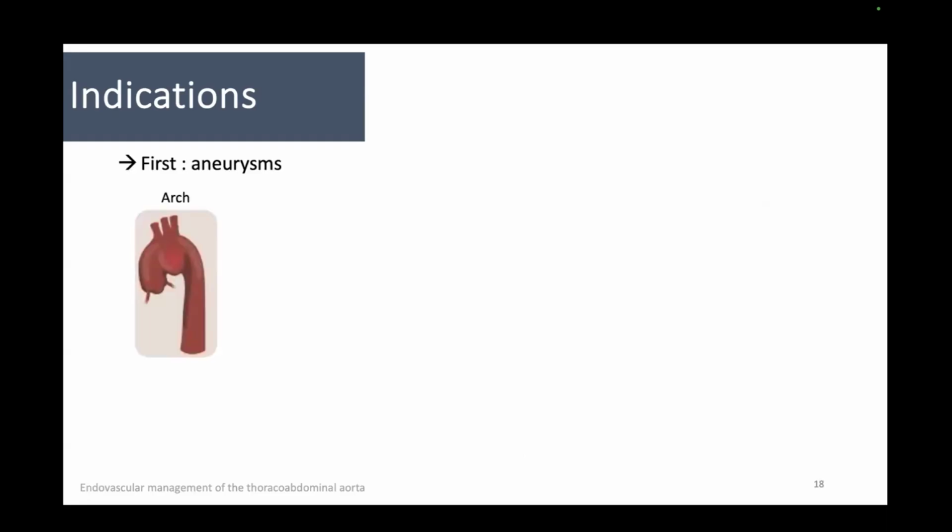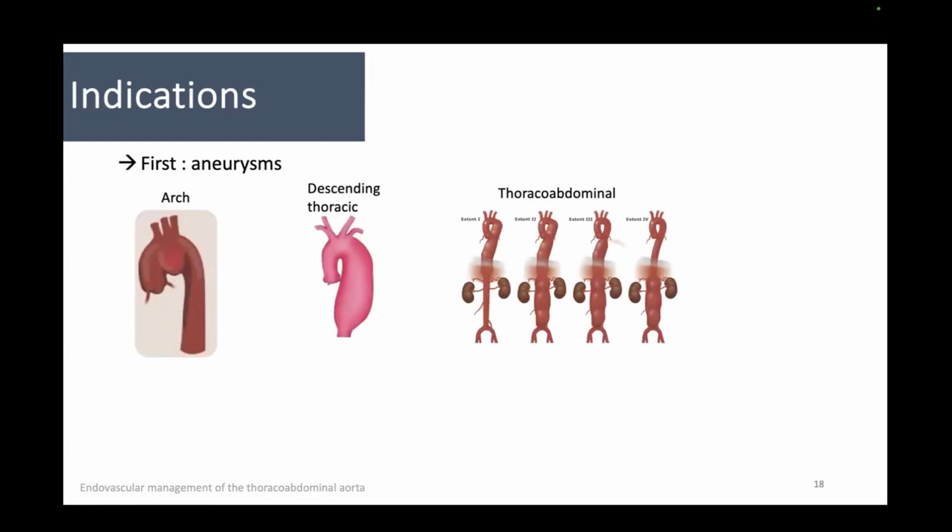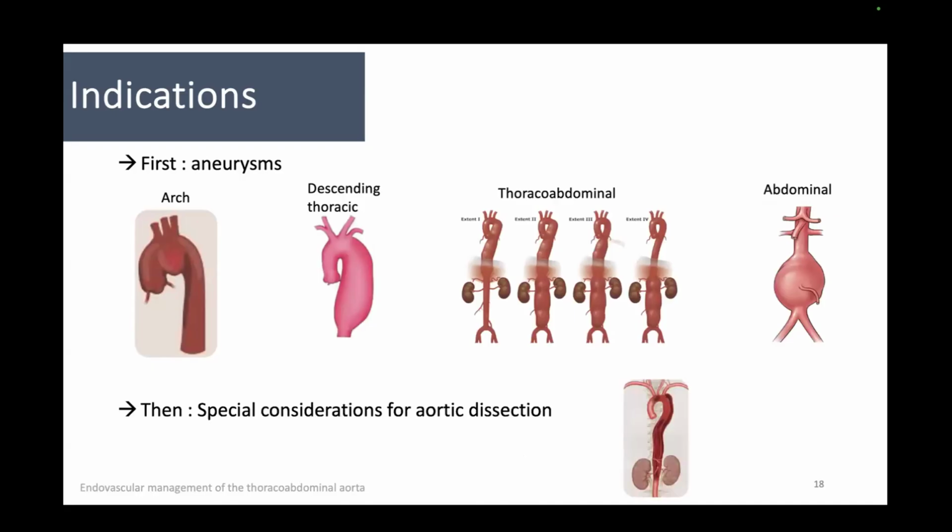So first, for the indications, we'll speak about the aneurysms of the arch, and then we'll go through the thoracic segment, the thoracoabdominal segment, and the abdominal segment, and then we'll have a small discussion about special considerations about dissection, since it's a bit of my specialty. I like to speak a bit about that, but I'm going to try not to bore you too much with it.